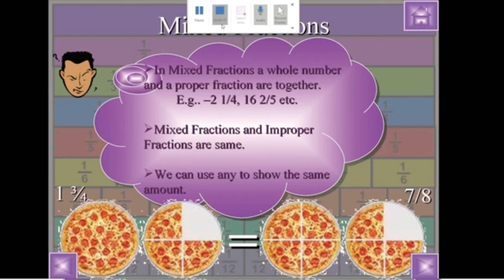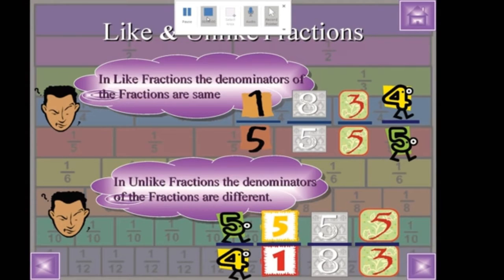Like and unlike fraction. In like fractions, the denominators of the fractions are the same. Example, 1 by 5, 8 by 5, 3 by 5 and 4 by 5. In unlike fractions, the denominators of the fractions are different. Example, 5 by 4, 5 by 1, 5 by 8 and 5 by 3. All denominators are different, so these fractions are called unlike fractions.